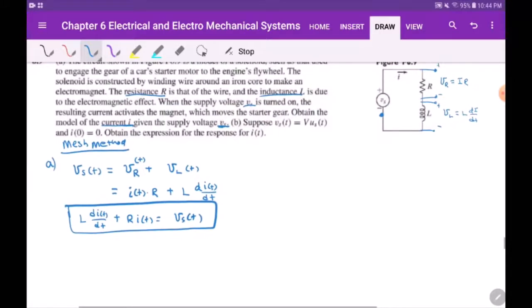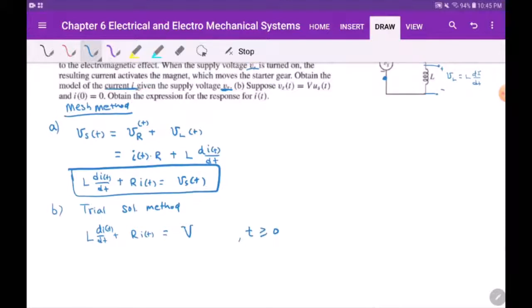You have several options to solve this problem. One of them is the trial solution method. So let's try the trial solution method. You have L di over dt plus Ri, all functions of time, equals your constant V. This is valid for t greater than or equal to 0. You can get away with not writing the unit step if you limit your domain of time to positive time.